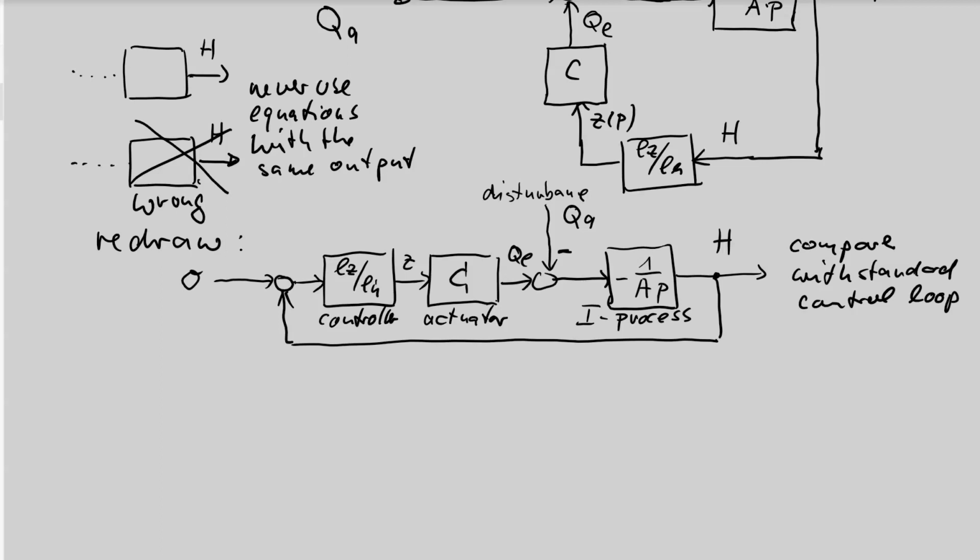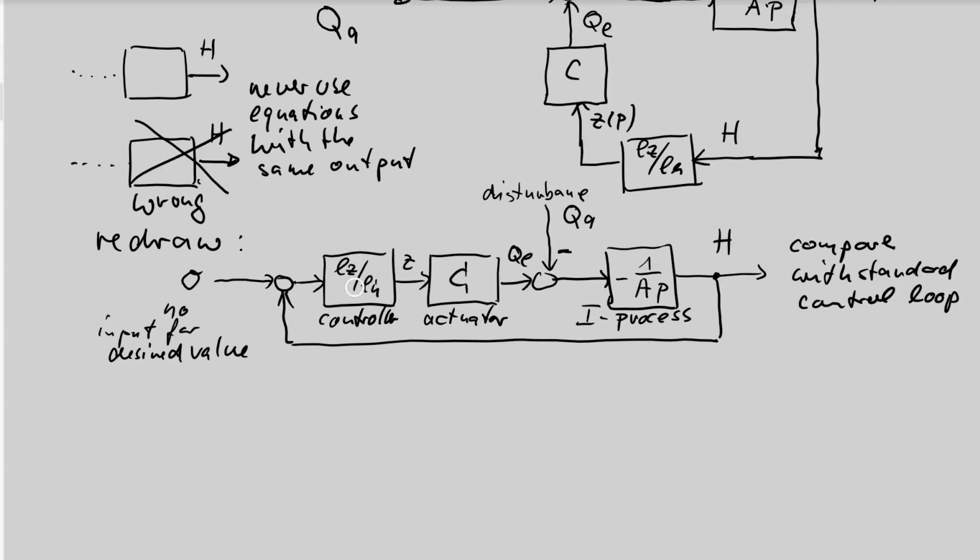Yeah, so you can see, okay, my standard loop has no input for desired value. Here we have a disturbance input. Here we have an integrating process.